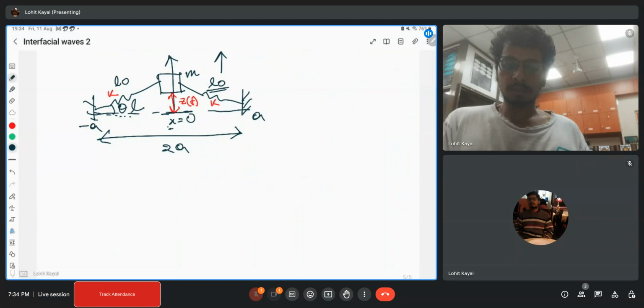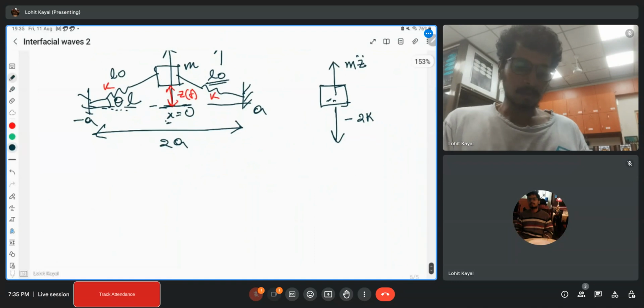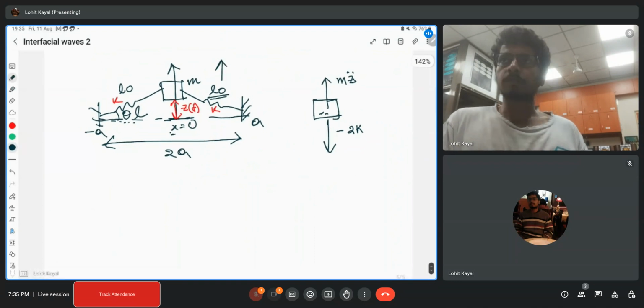So what will be the governing equation? This is very simple. You just need to do a force balance on the spring. So what will be the amount that is getting stretched? That is mz double dot, that is the acceleration in the z direction. And due to Hooke's law, what will be the force acting downward? It will be simply minus 2k, 2k because there are two springs. Okay, that's why it is 2k.